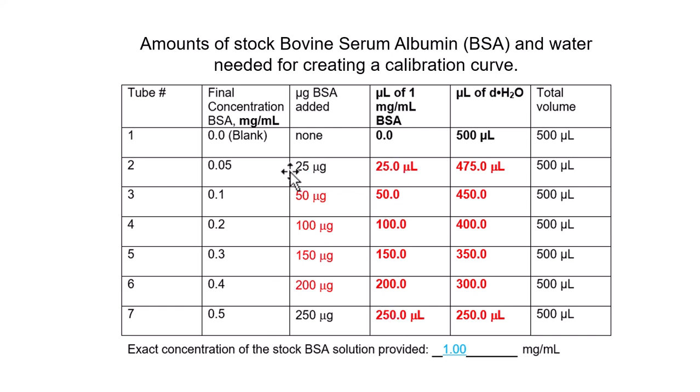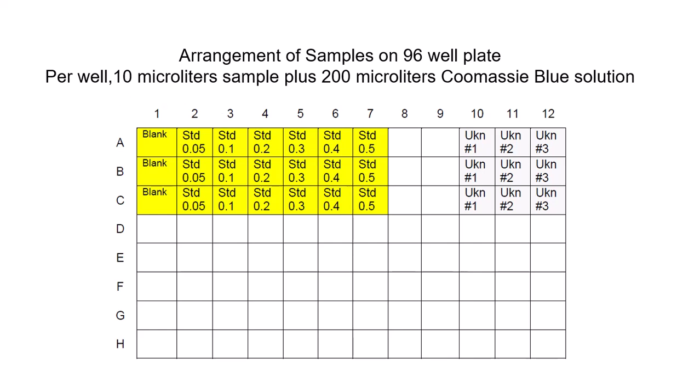And so, assuming a 1.00 milligram per milliliter solution, because that's what it's made up to be, we then knew that we needed to have this amount of BSA added to this amount of water to make a total volume of 500 microliters. And then we took 10 microliters of each of those samples and we added them in triplicate to wells in a 96 well plate, and we put this in a plate reader, and we then read absorbances. We also had 3 unknowns.